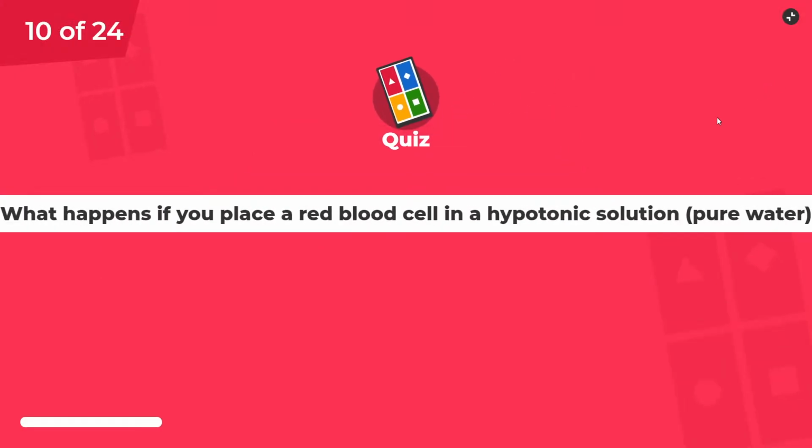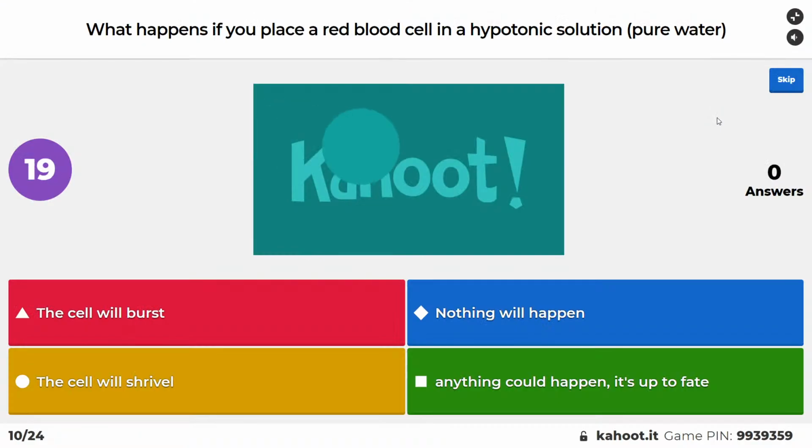Speed run. What happens if you place a red blood cell in a hypotonic solution? So that'll be like a pure water solution. All right. Yeah, it's D, guys.